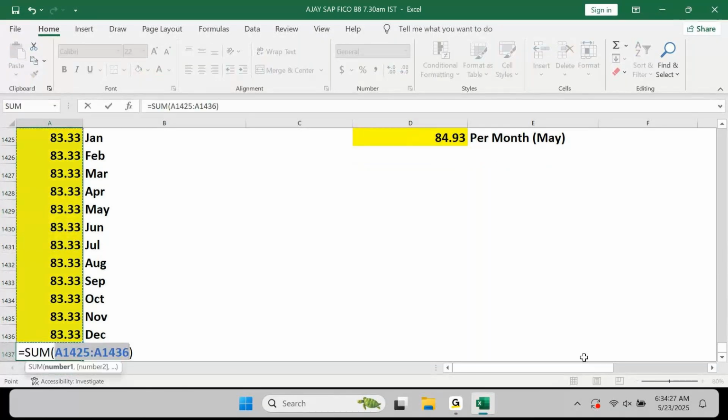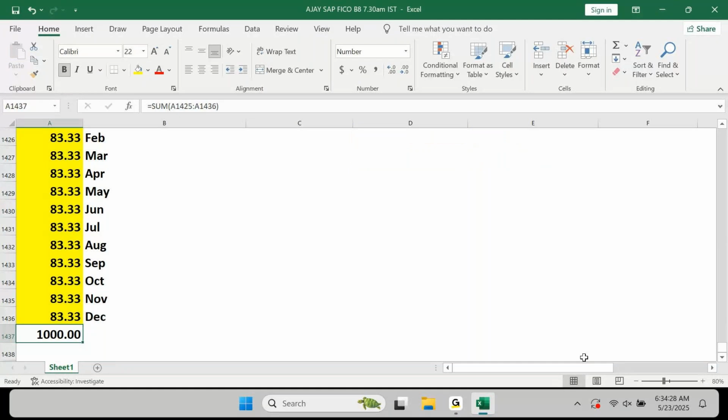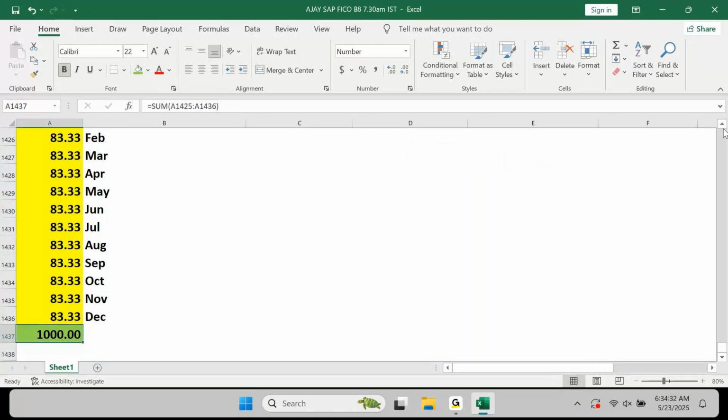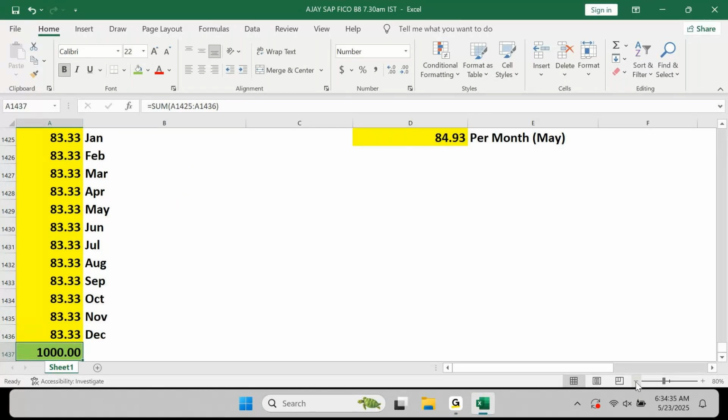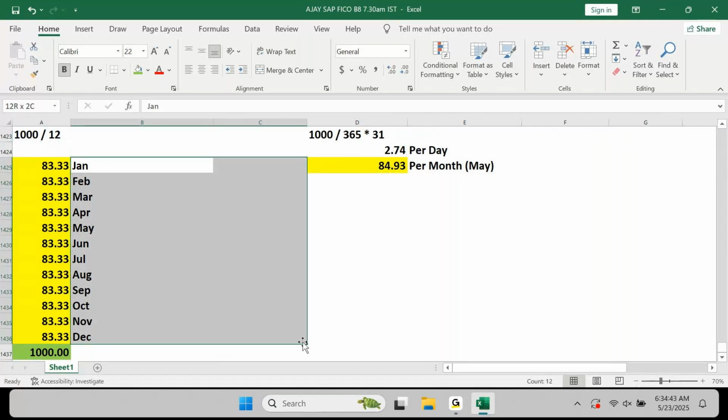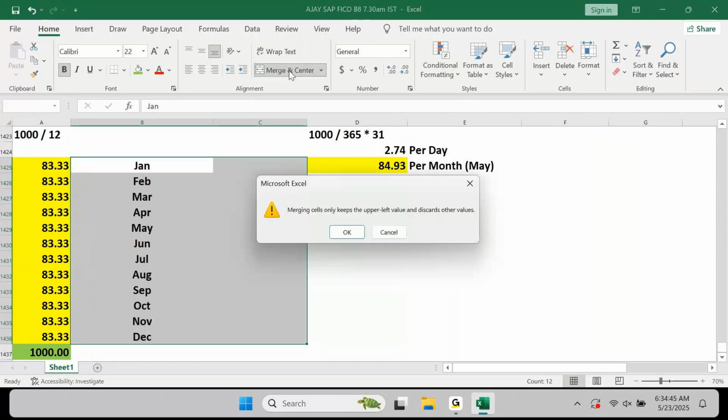If I do a total, am I getting 1000 exactly here? Right? This is now exactly agreeing with your 1000. Is this clear?